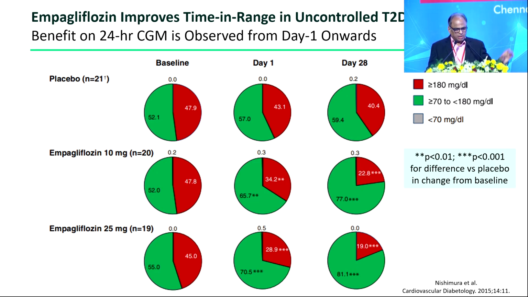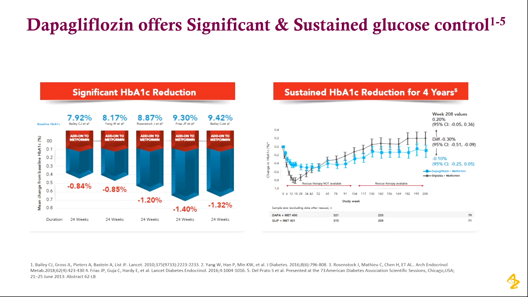This is the time in range with empagliflozin, the study which has been done. It clearly shows that by day 1, that is, you give today, tomorrow the TAR improves. So every 10% improvement in TAR will be reflected as a reduction in HbA1c by 0.8%. So this is the most important aspect. The improvement in the TAR is a very important thing.